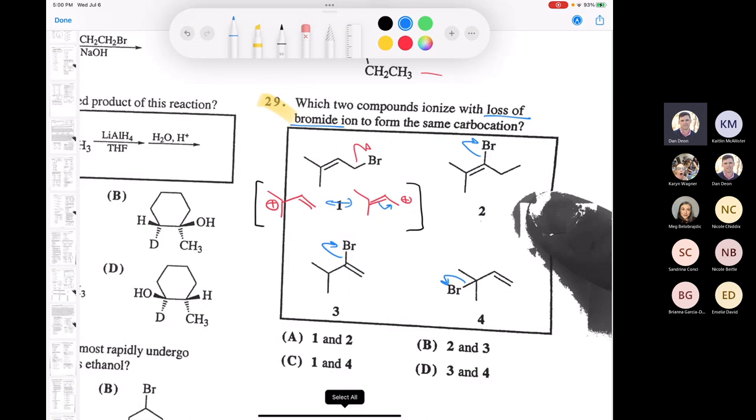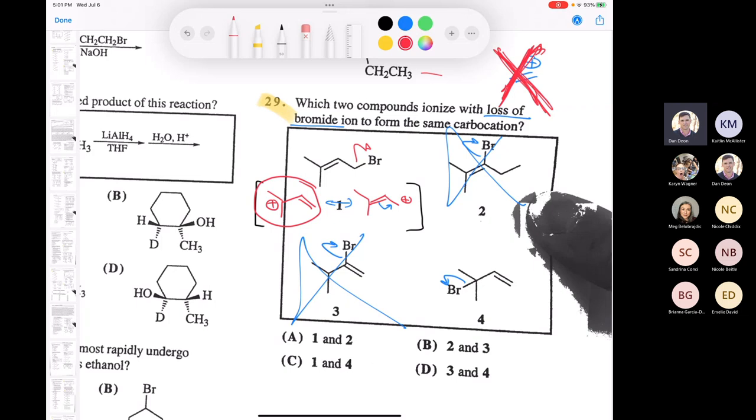So number three, that's a no-no. That can't happen. There's another one. Two. Okay, those cannot happen. Because if you were to lose the bromide in two or three, you end up with a vinyl cation. That is a no in organic chemistry. It's never going to happen. It's too unstable. So if the bromine in one leaves, you end up with this as part of the resonance hybrid. But if the bromine in four leaves, you end up with this.